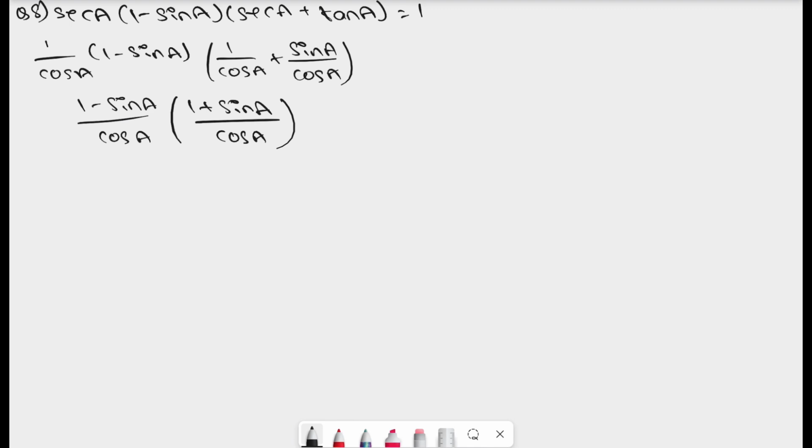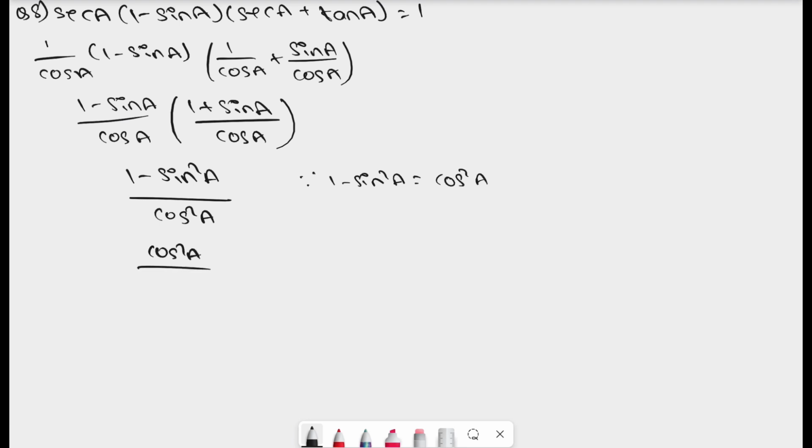Again multiply this in the form of A minus B into A plus B, which is A square minus B square, and cos into cos is cos square A. And as we know, 1 minus sin square A can be written as cos square A from our relations. So I'll replace this numerator with cos square A, and the denominator remains the same, which is equal to 1. This is our required RHS value. Therefore, LHS is equal to RHS.